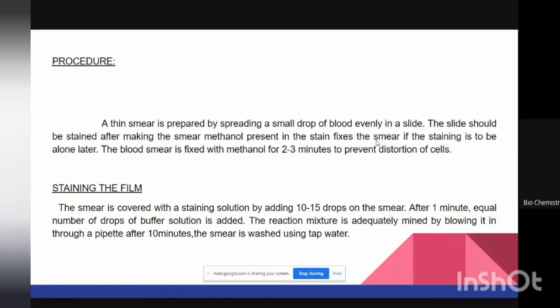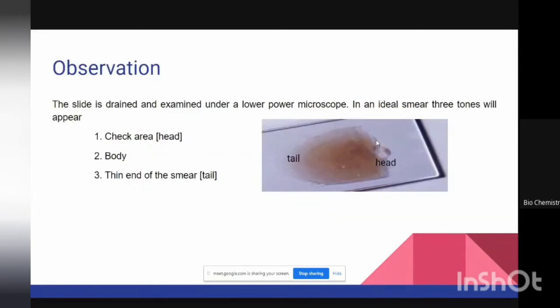So staining the film. The smear is covered with the staining solution by adding 10 to 15 drops on the smear. After 1 minute, an equal number of drops of buffer, that is phosphate buffered solution, is added. The slide is drained and examined under a low power microscope first.